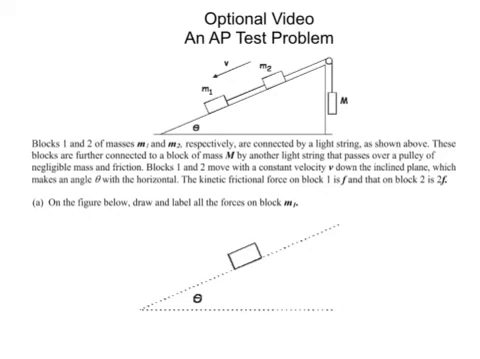Blocks 1 and 2 move with a constant velocity v down the inclined plane, which makes an angle theta with the horizontal. The kinetic frictional force on block 1 is F, and that on block 2 is 2F. On the figure below, draw and label all the forces on block M1.